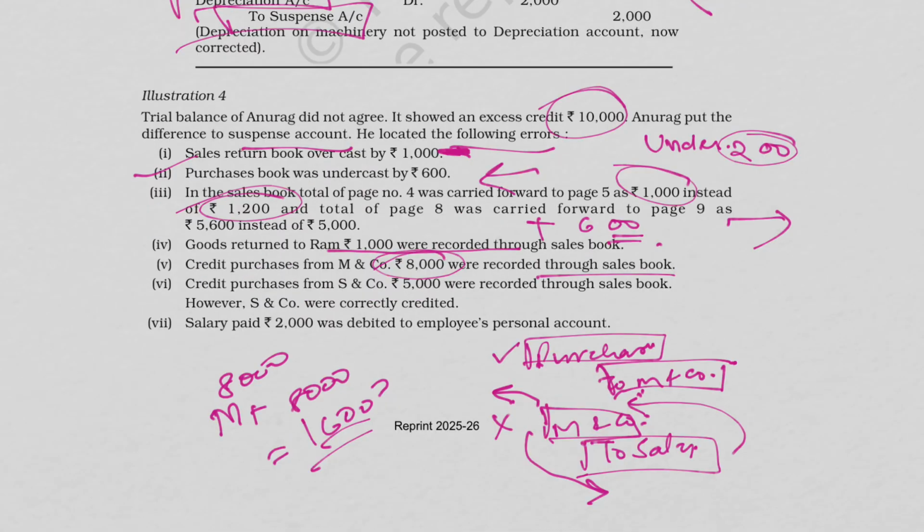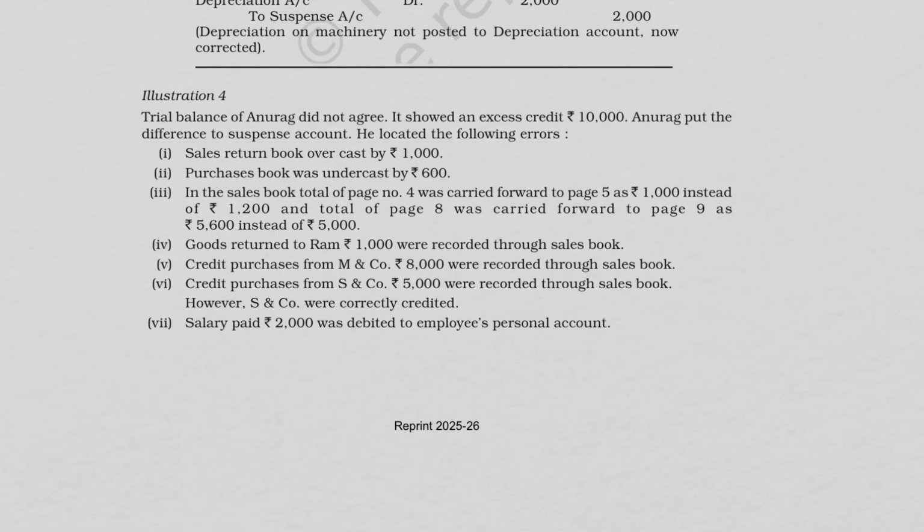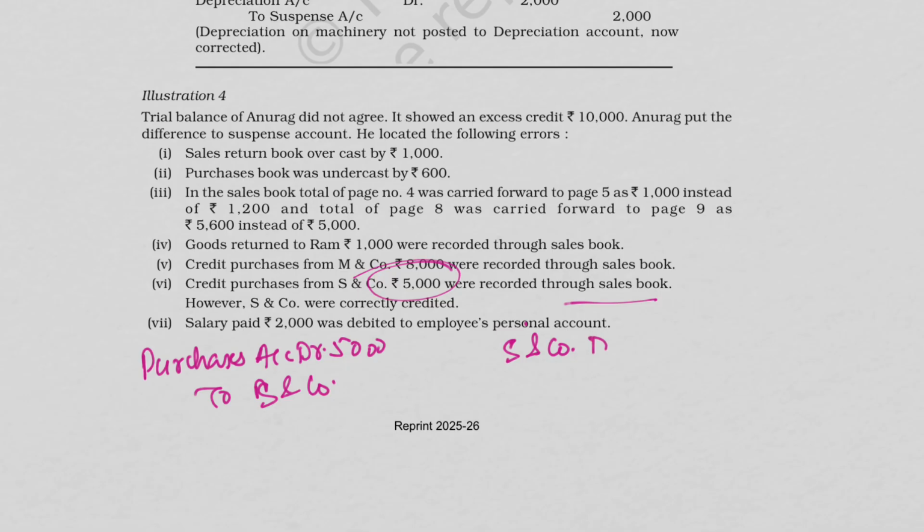Next we have credit purchases from SN Company rupees 5,000 were recorded through the sales book. So credit we have purchased. So actual entry should have been purchases account debit 5,000 to SN Company. But we have recorded through sales book. That means we have shown it as sales. Debit to sales 5,000. This is the wrong entry. This is the correct entry. This should have been done.